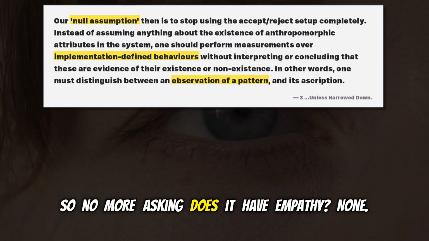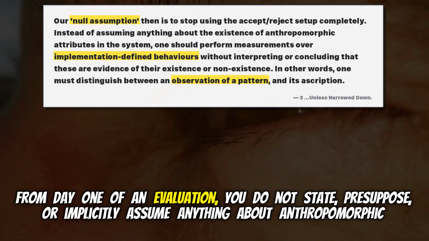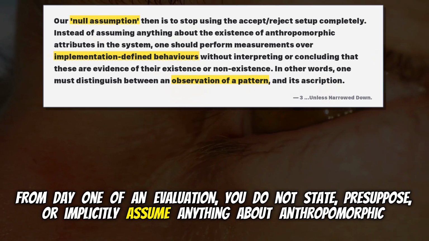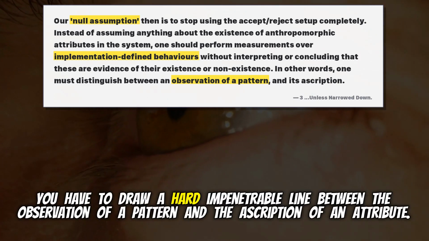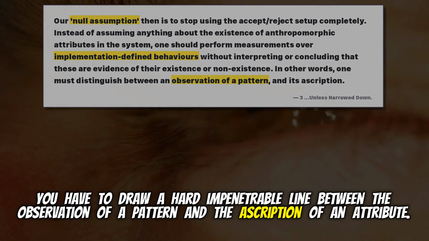So no more asking, does it have empathy? None. From day one of an evaluation, you do not state, presuppose, or implicitly assume anything about anthropomorphic attributes in the system you are testing. You have to draw a hard, impenetrable line between the observation of a pattern and the ascription of an attribute.